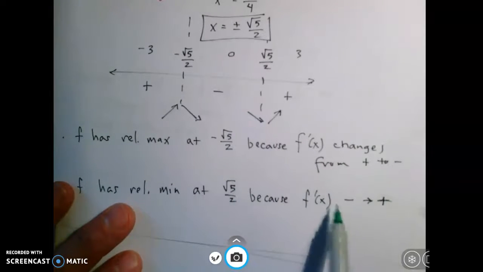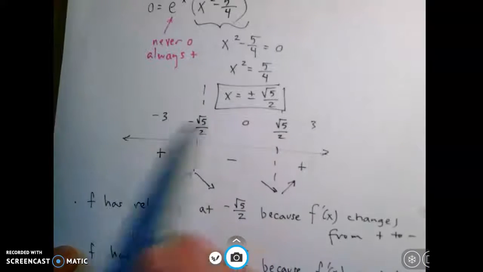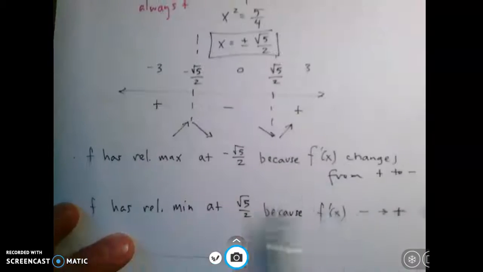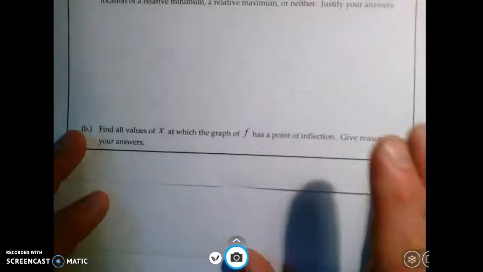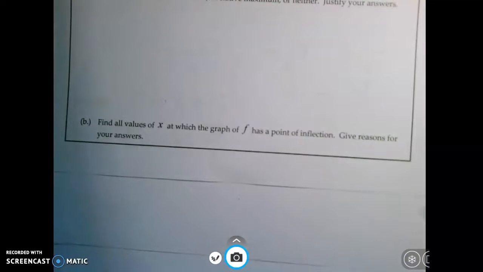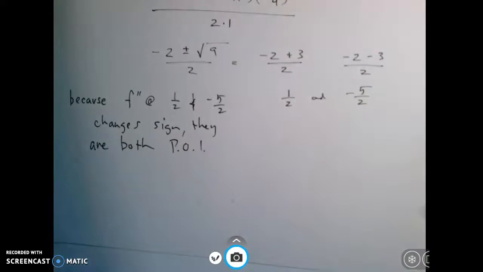Use your full sentence here. This is just for your abbreviated version. Okay? Again, this makes sense to us, but we need to put it into words. We can't leave it just like this. Okay? Part B, find all values where the graph has a point of inflection. Give reasons for your answers.